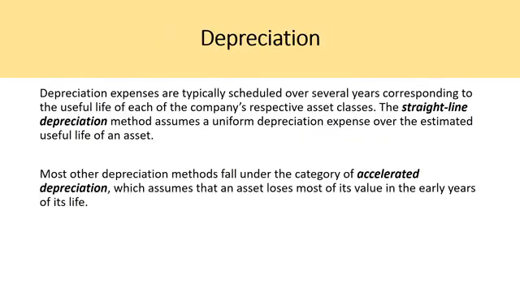Therefore, we add back that depreciation and amortization expense to account for the real free cash flow generated by the business. Now, depreciation expenses are typically scheduled over several years, corresponding to the useful life of each of the company's respective asset classes. The straight-line depreciation method assumes a uniform depreciation expense over the estimated life of an asset. Most other depreciation methods fall under the category of accelerated depreciation, which assumes that an asset loses most of its value in the early years of its life. Now, this is very important.